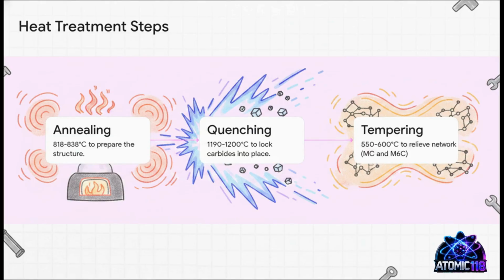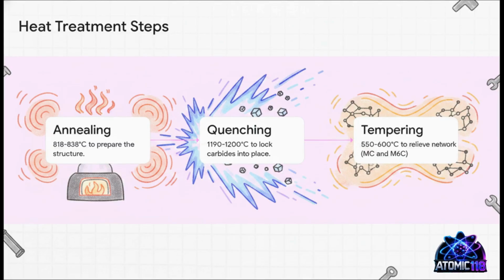By following a meticulously calculated step-by-step heat treatment process, manufacturers guarantee the perfect distribution of both vanadium and molybdenum carbides in the final tool. Using specialized thermodynamic simulation software called JMatPro, engineers map out the exact recipe for this high-speed steel. Step 1, you carefully anneal it between 818 and 838 degrees Celsius to prep the structure. Step 2, you blast it with a quench right around 1190 to 1200 degrees Celsius.